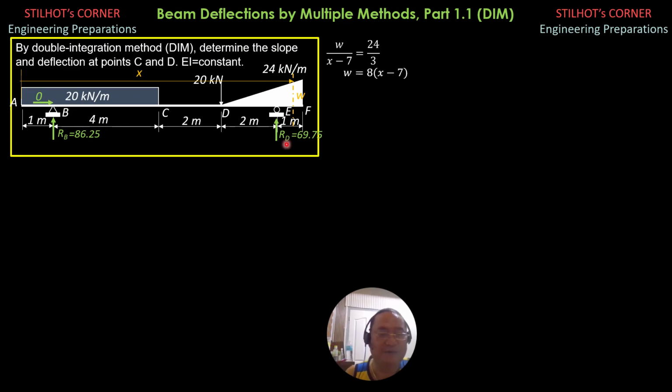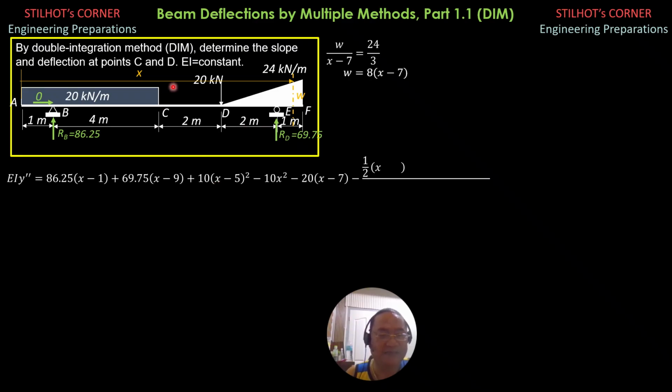So the singular equation for the differential equation of the elastic curve is EI y double prime equals 86.25 times quantity x minus 1, then plus 69.75 quantity x minus 9, then plus, imagine this load is extended up to here, so there's also an upward load of intensity 20 kilonewton per meter from C to between E and F. So plus 20 times x minus 5 times x minus 5 over 2, so that's why we have 10 times x minus 5 quantity square.